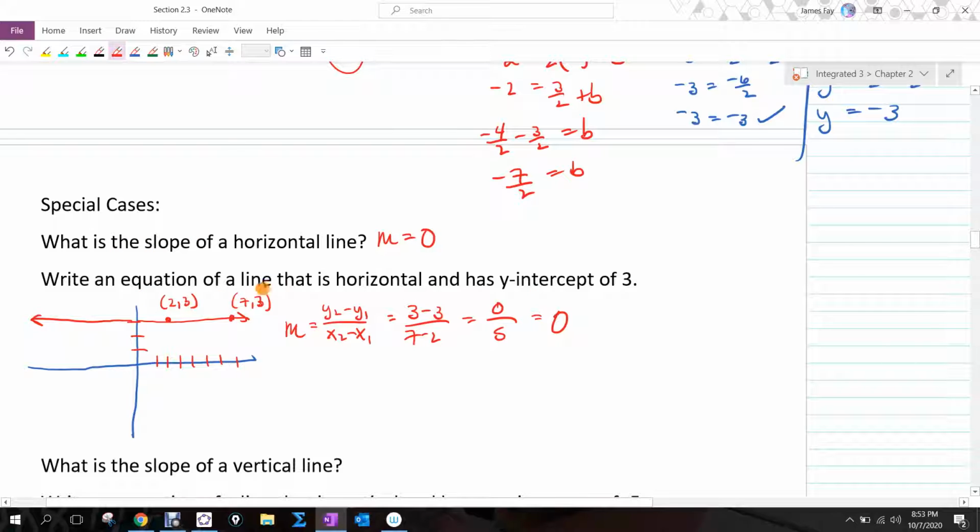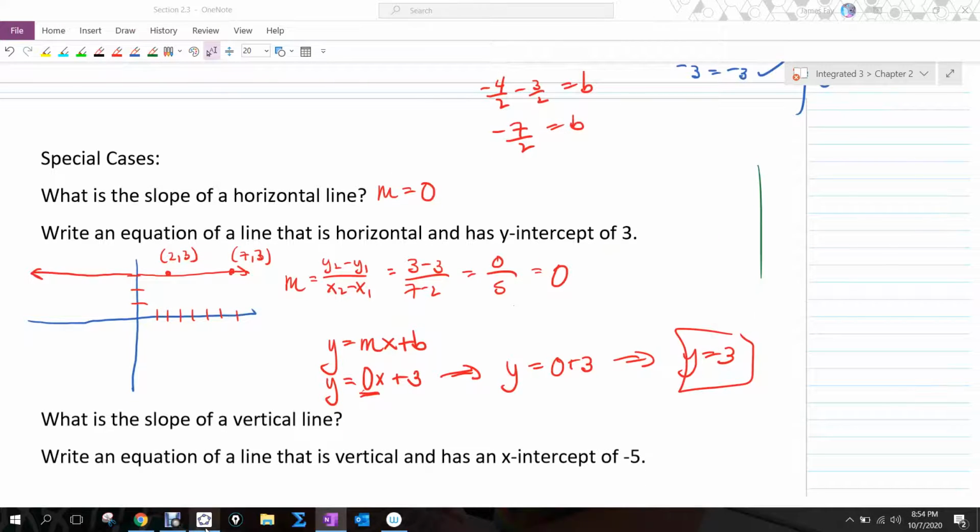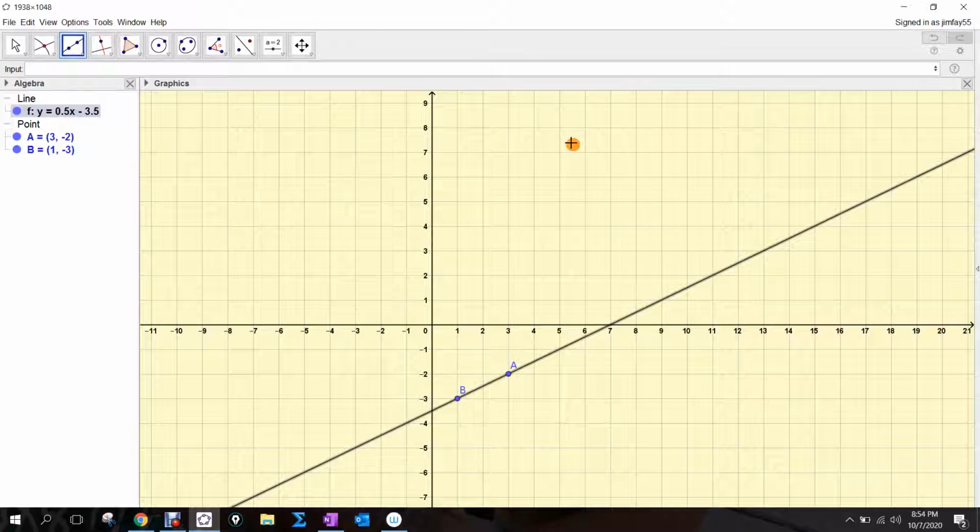Here it says write an equation of a line that is horizontal and has a y-intercept of 3. Okay? Well, think about this. If I go y equals mx plus b, we just said the y-intercept was 3 and the slope was 0. So I have something like that. But now we know if I take 0 times anything is just 0. So I really got 0 plus 3, which we usually just write as y equals 3. If you have a horizontal line, any horizontal line, no matter what, let's see if we can do it this way. I'll show you this in GeoGebra.